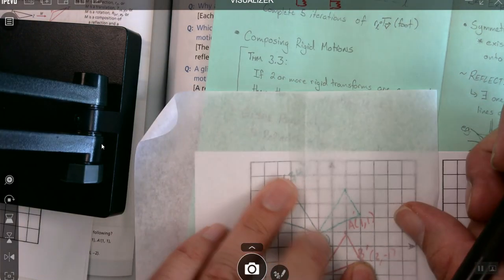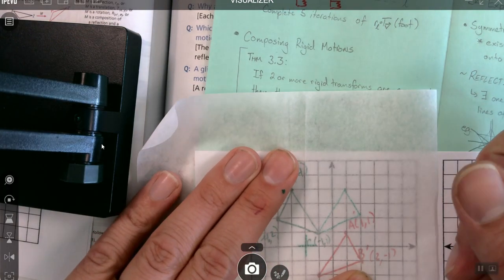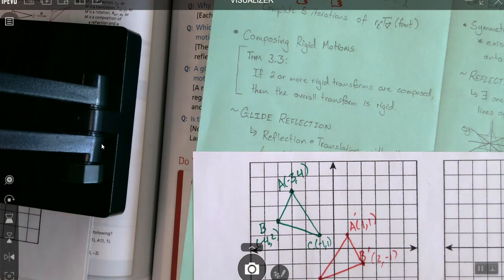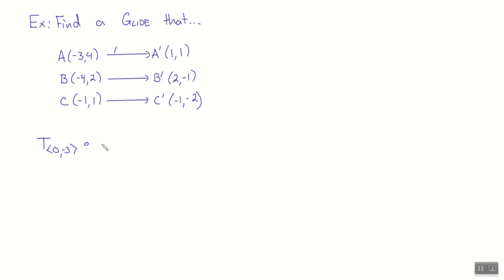Now, does it matter if I translate first or if I reflect first? Like, here's my reflection first. Could I now just move it downward? Hey, it works either way. It doesn't matter the order they show up in. Based on what I've written down, which one happened first? The translation or the reflection?